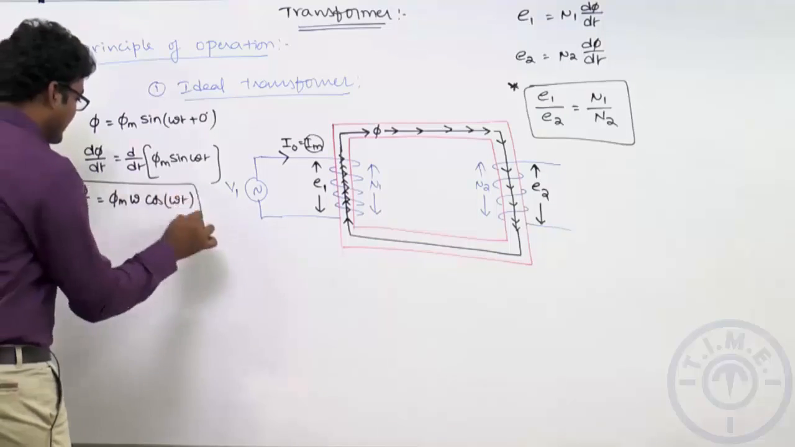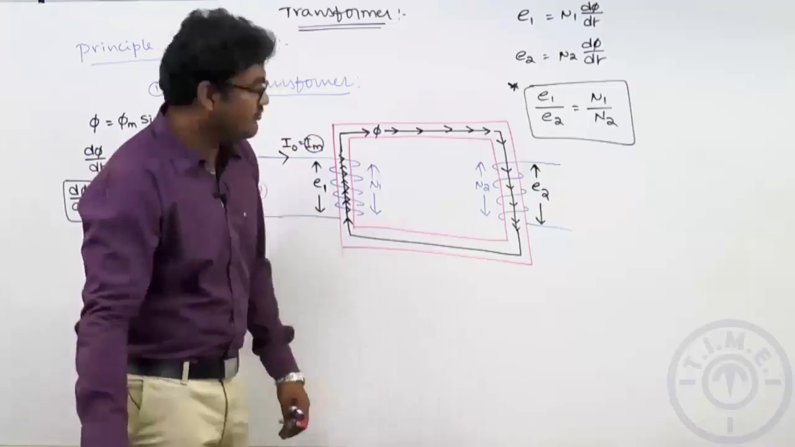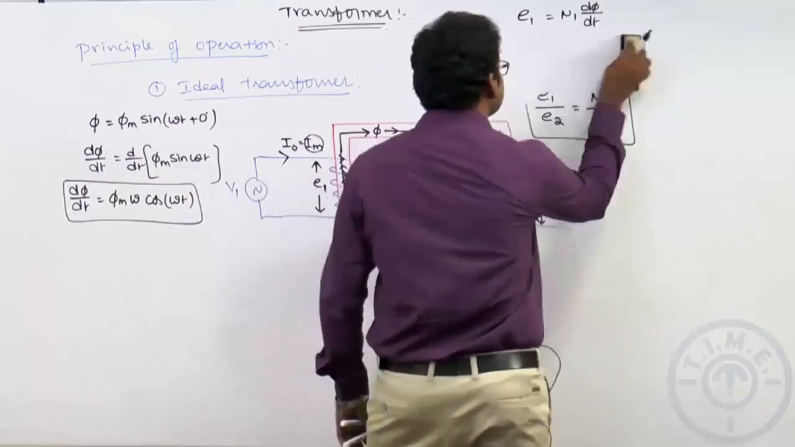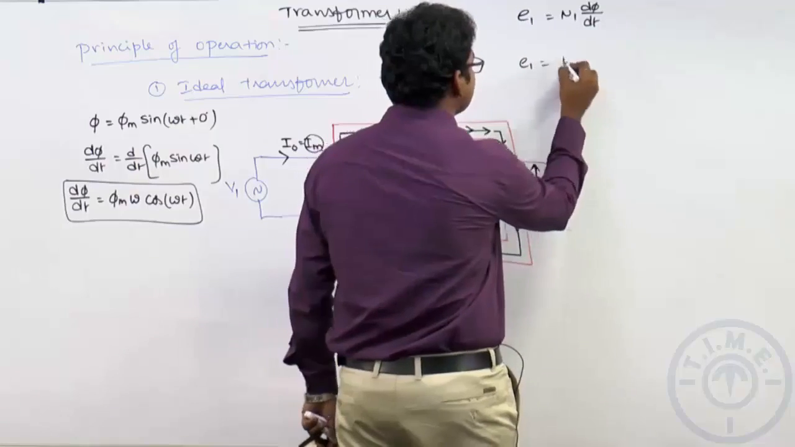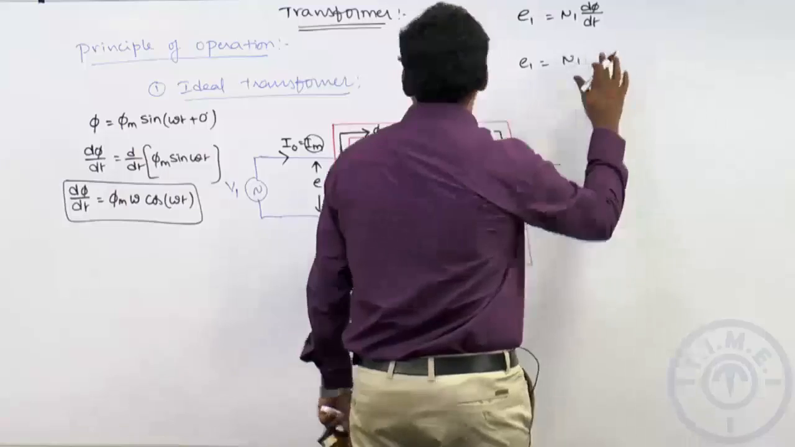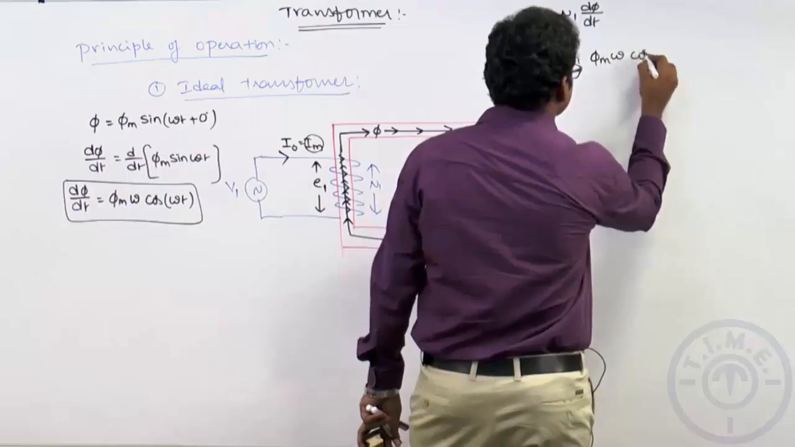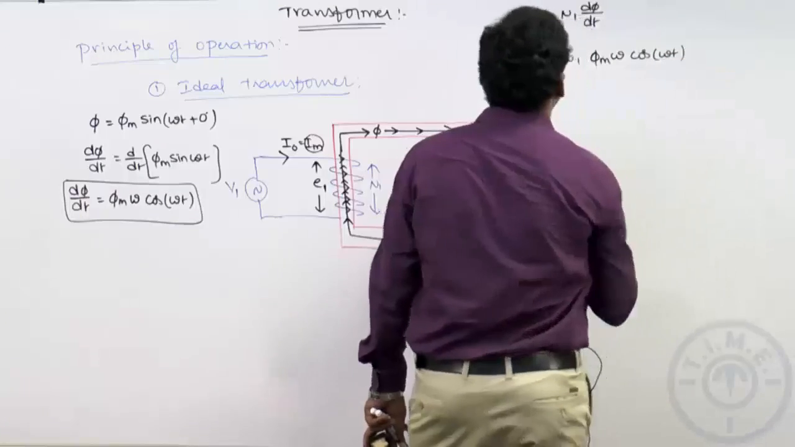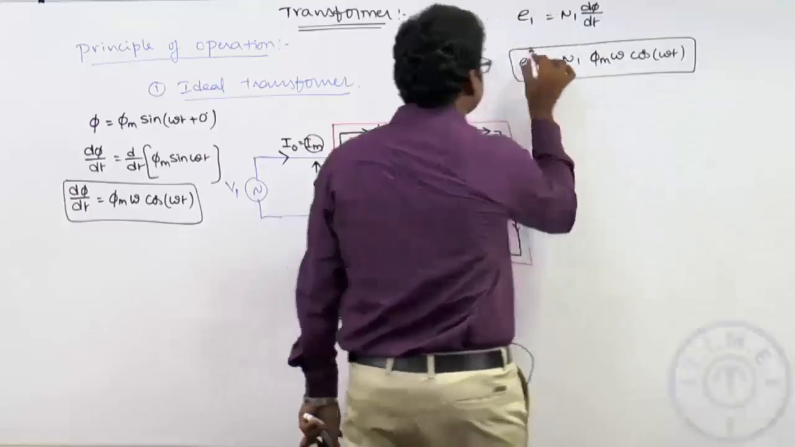Okay, now let me replace this d phi by dt value in these equations. We have seen already E1 is equal to N1 into d phi by dt. So therefore E1 is equal to N1 into, in place of d phi by dt, what we can substitute? Phi m into omega into cos omega t. Alright or not?